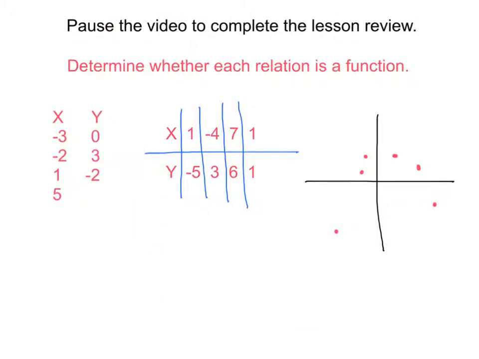Pause the video to complete the lesson review. All that you're doing here is you're determining whether each relation is a function. So there's an example of a mapping, there's an example of a table, and there's an example of a graph.